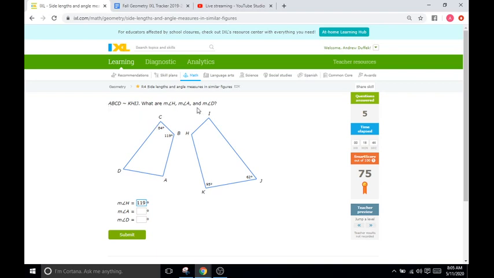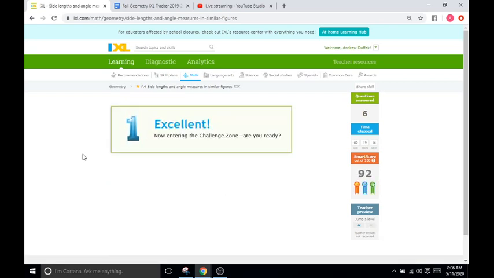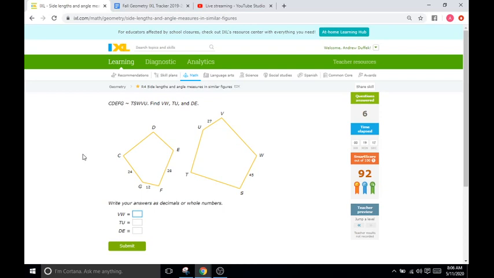A is the first letter, and K is the first letter. So if K is 95, that means A is also 95. And then angle D is the last letter on the left side, and J is the last letter on the right side. So J is 62, and therefore D is also going to be 62. These are just two sides right there. We get to the end here, and same deal. These are the same problems we've seen before, just asking for three different answers now instead of one.